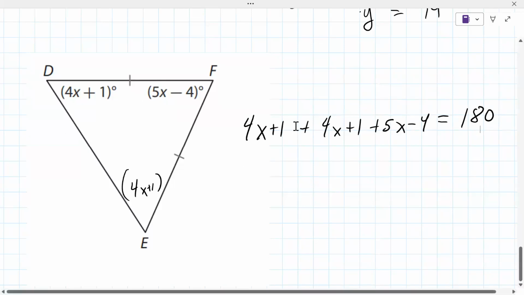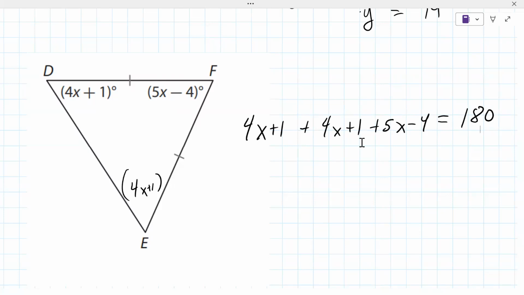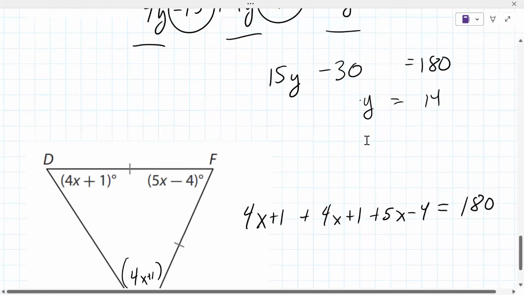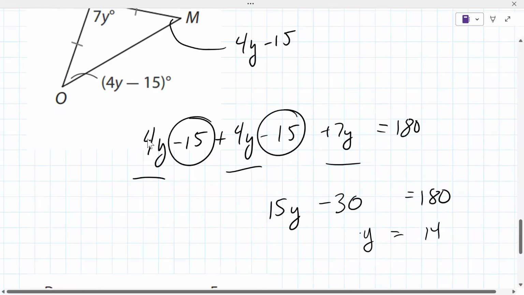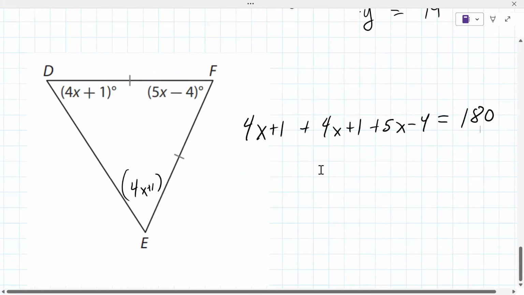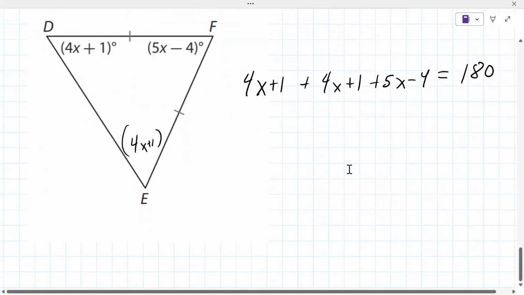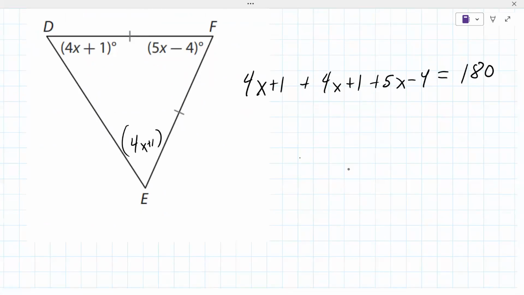In the previous problem, do you remember what we did first when we got to this line? We added all the y's together. How do we get 15y? We added them. So you're going to add the 4x, the 4x, and the 5x. What does that become? That's 13x. Okay, 13x. And then what about the numbers here? Plus one, minus four. So that's negative two. Yep, negative two equals 180.